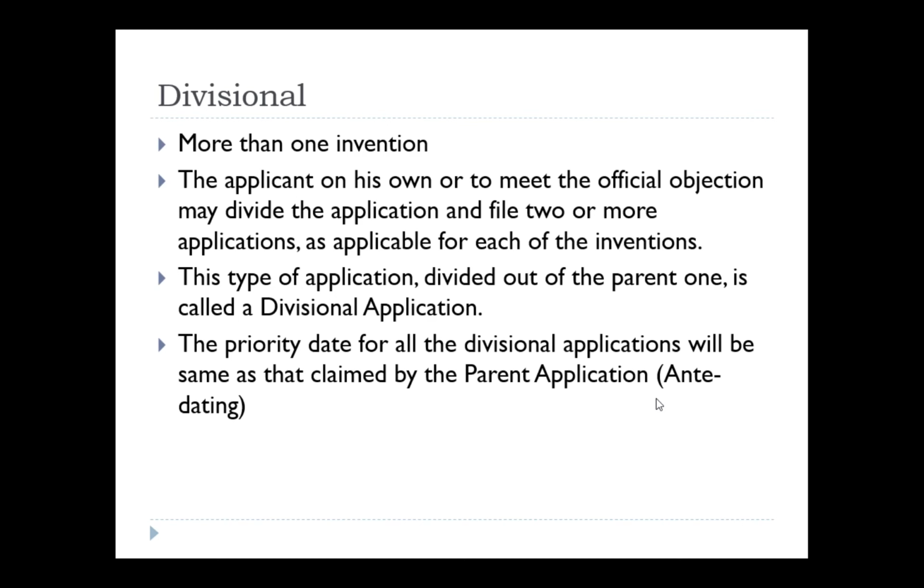So what are the key factors you need to know here? One is more than one invention. If you have filed, it can be divided. The applicant on his own, or to meet the official objections, may divide the application and file two or more applications as applicable for each of the inventions. So be clear and understand one thing. Even after a period of time, after filing the application, you can understand that, oh, it comes under two different inventions.